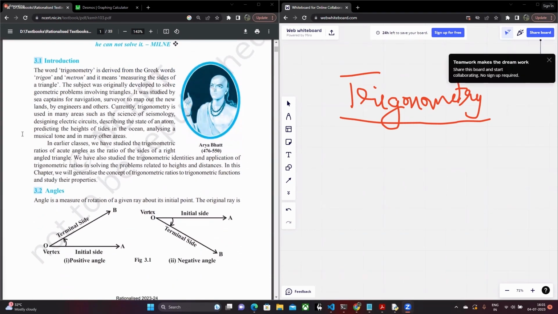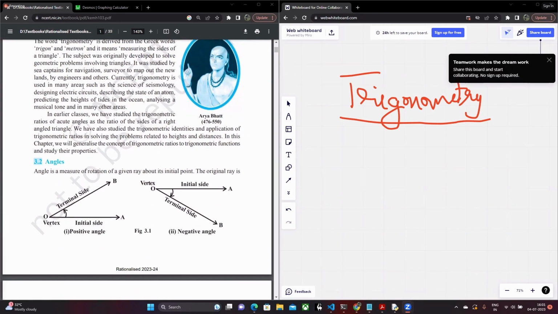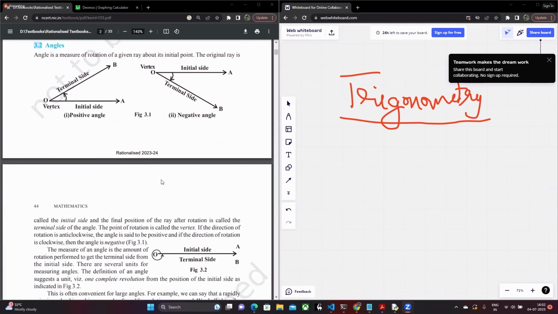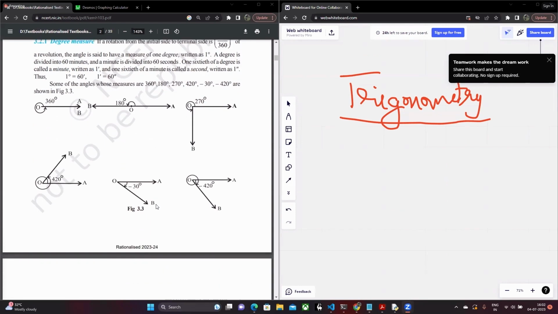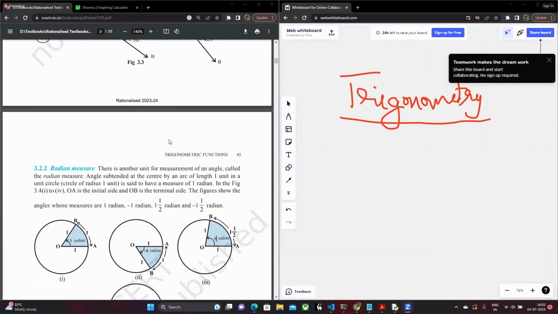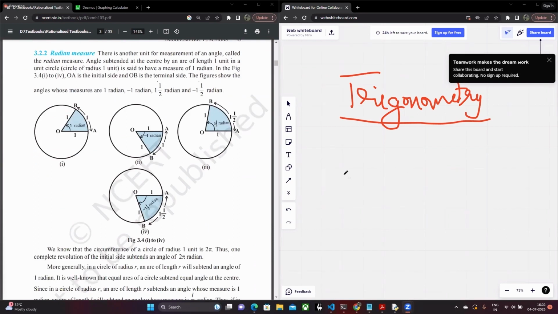So again, this is going to be an introduction: trigonometry is derived from angle measuring, or measuring the size of a triangle, from the Greek words trigon and metron. You have what are angles, what are lines, what's a degree measure. Remember that you have two types of measures: degrees, the sexagesimal system, where 360 degrees make up one complete revolution, and the radian system, which deals with multiples of pi. Remember that the conversion is that pi radians is equal to 180 degrees.